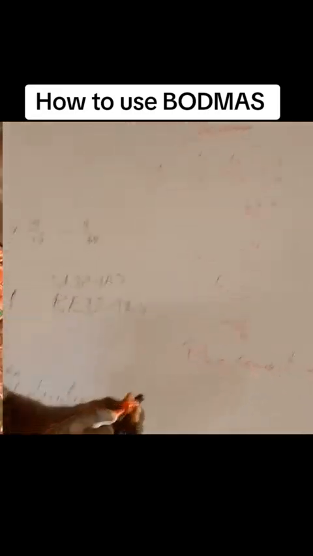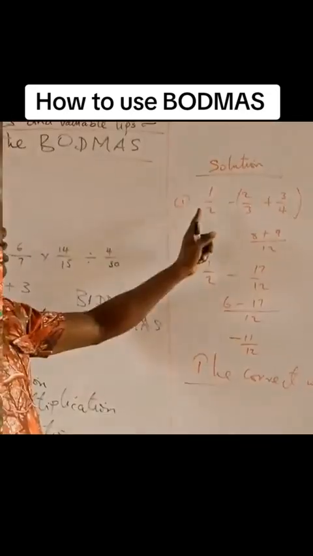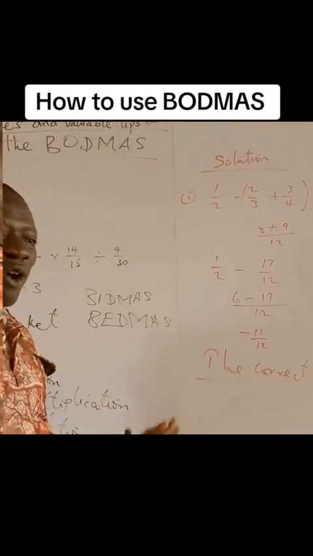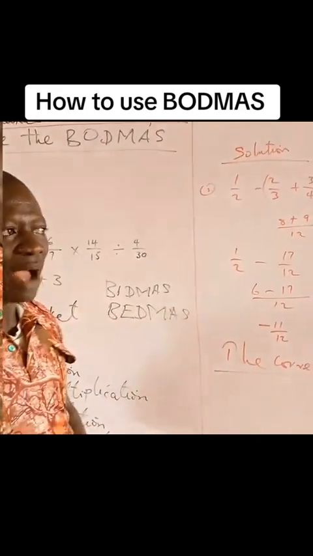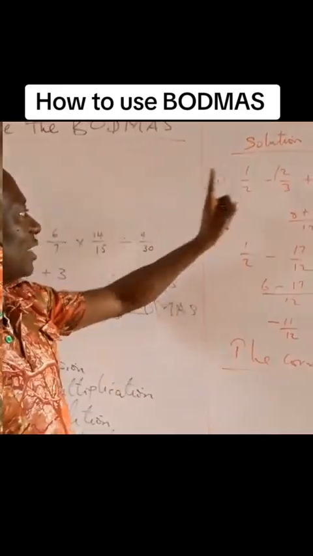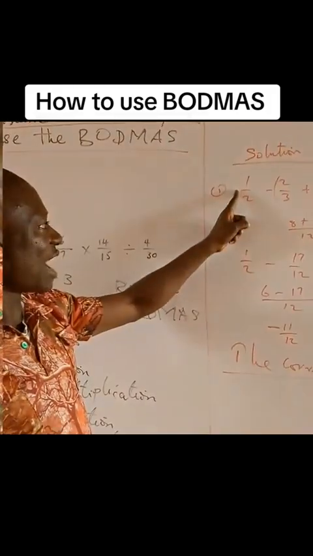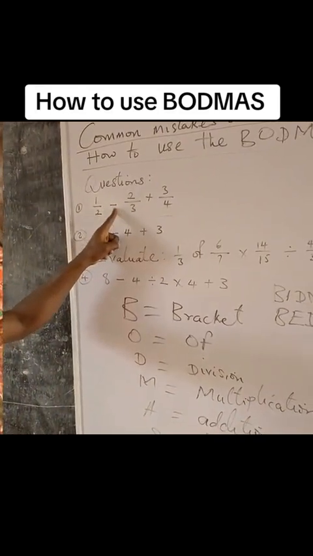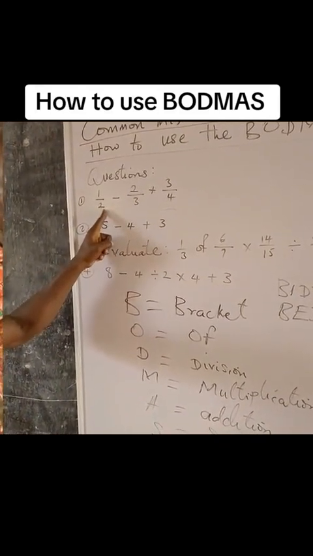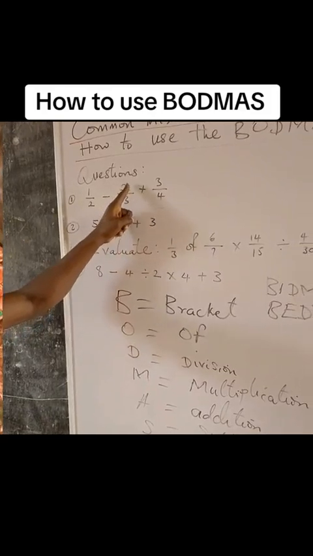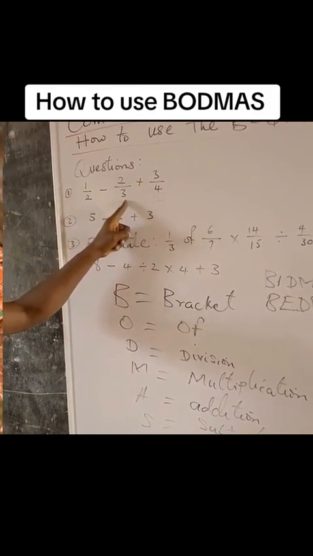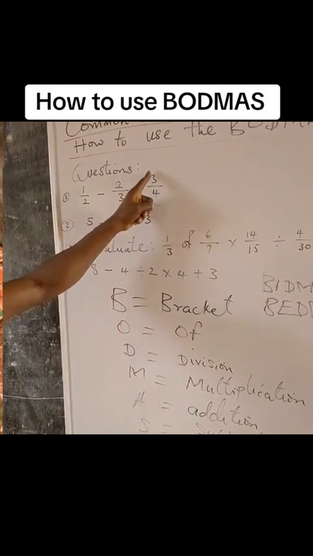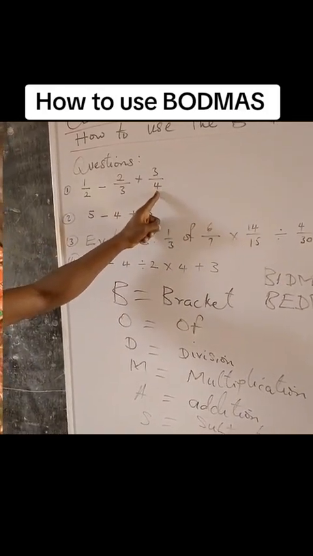Make sure you group the numbers according to their signs. As we have said before, the sign that belongs to a number comes before that number. This half has a positive sign. This half has a positive sign. This negative sign does not concern this half. This negative sign here concerns only 2 over 3, while this positive sign concerns 3 over 4.